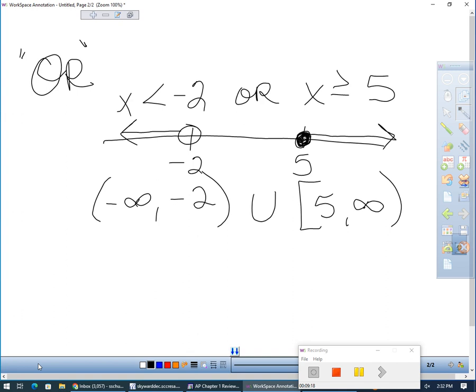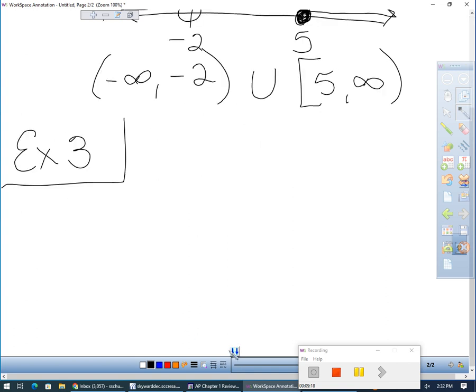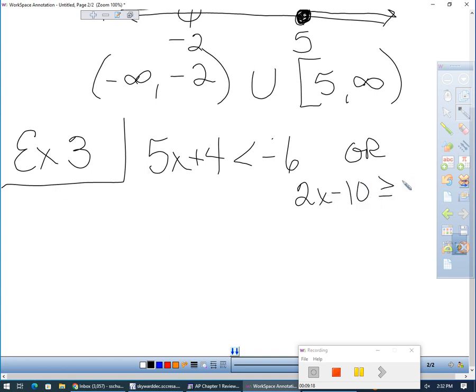All right, so let's try example number 3. If you guys think you got it after example 3, I will stop and get you your worksheet. Sound like a plan? All right, so let's go with, what if I had, how about 5x plus 4 is less than negative 6. Or 2x minus 10 is greater than or equal to 20.